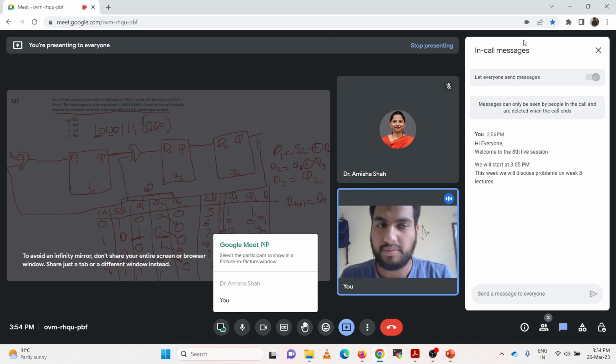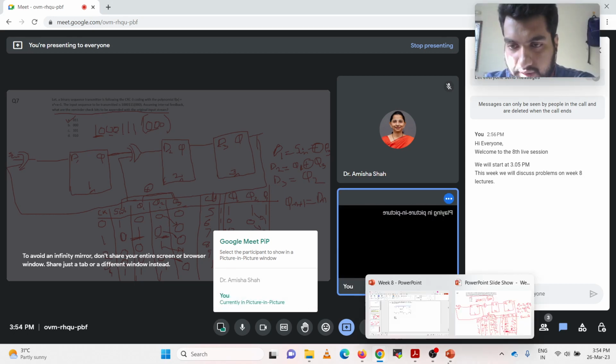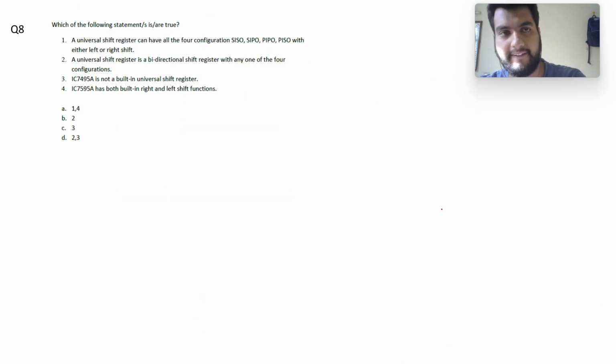Now this was question number 7. Now moving forward to question number 8. This is a true false question. Which of the following statements is true? So option 1 is: a universal shift register can have 4 configurations, SISO, SIPO, PIPO, and PISO, with either left or right shift. A universal shift register is a bidirectional shift register with any of the 4 configurations.